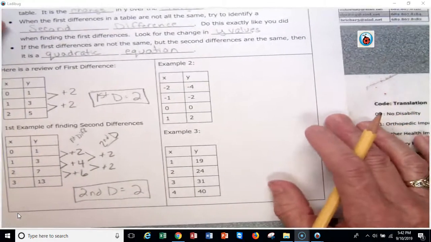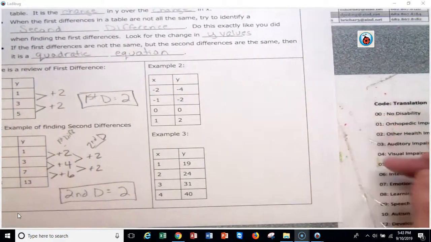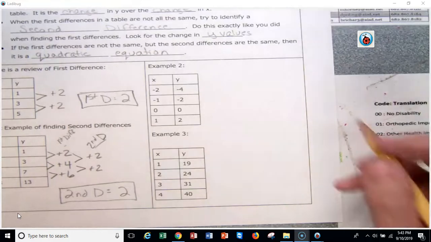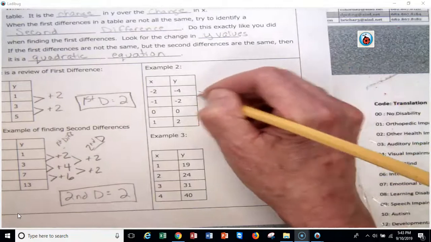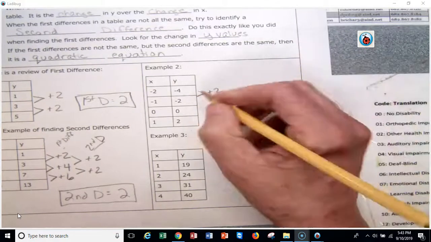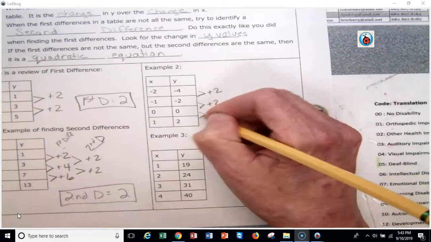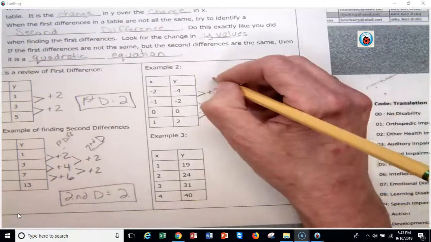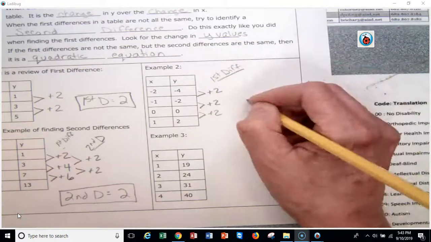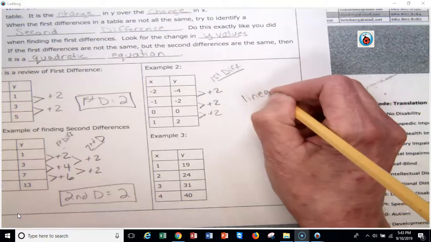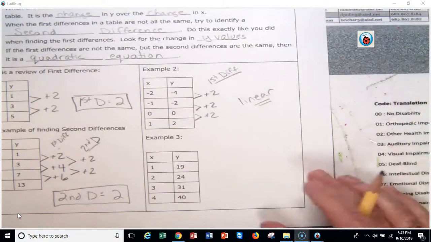All right, so in example 2 over here, let's see what's happening to see if this is going to be a quadratic equation or a linear one. This is negative 4, and it's going to negative 2. Well, that's plus 2. And negative 2 to 0 is plus 2. And 0 to 2 is plus 2. So this is a first difference. So this means this is linear. So it's not going to have a second difference.